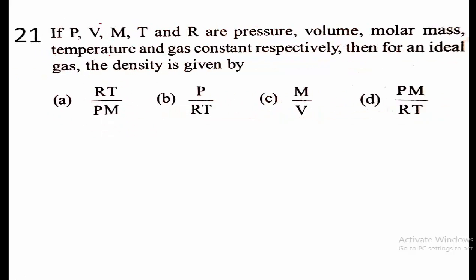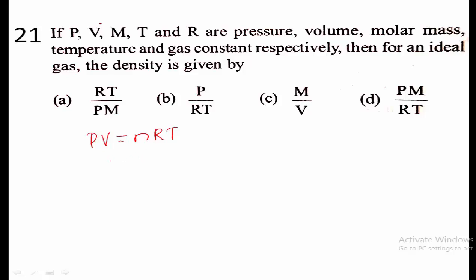Next, 21st. If P, V, M, T and R are pressure, volume, molar mass, temperature and gas constant respectively, then for an ideal gas the density is given by. So you have pressure, volume, molar mass, temperature and gas constant. Then what is the density of that ideal gas? So what is the ideal gas equation? PV is equal to nRT. So this is the ideal gas equation.